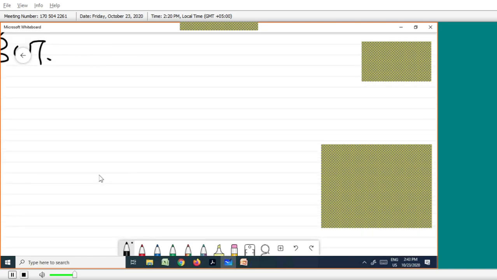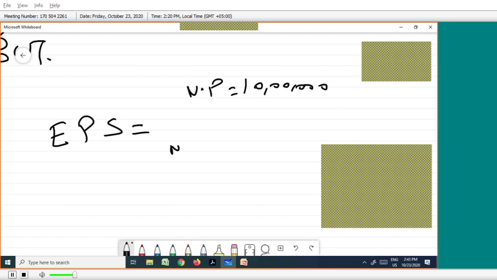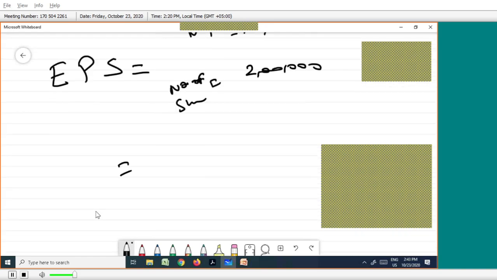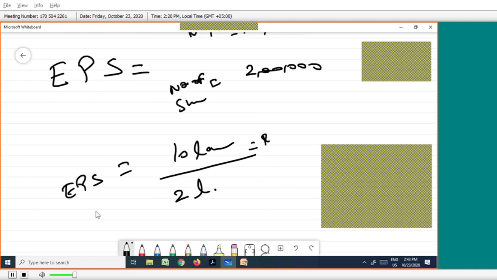You know what EPS is, right? EPS is earnings per share. One shareholder, how much money is earned? EPS generally refers to equity shareholders. Say for example, my net profit is 10 lakh and the number of shares is 2 lakh. So EPS equals 10 lakh divided by 2 lakh, which equals rupees 5 per share.